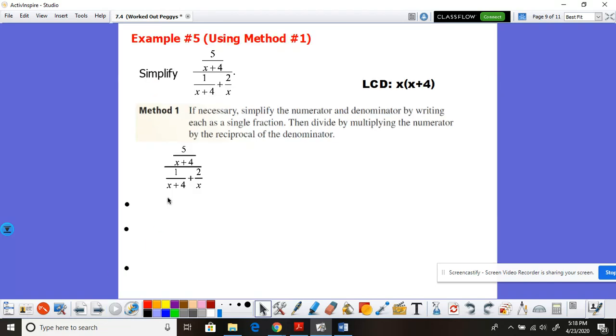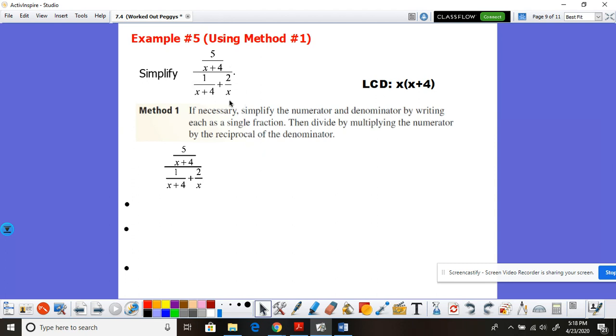All right, so method 1, we have this big, long, complex fraction here. Method 1, I'm just reading right here, is if necessary, simplify the numerator and the denominator by writing each as a single fraction. Then divide by multiplying the numerator by the denominator of the reciprocal. So I'm going to look at this numerator, 5 over x plus 4, and simplify that as much as I can. It's already in a single fraction. I can't do anything to simplify it, so that 5 over x plus 4 just stays.